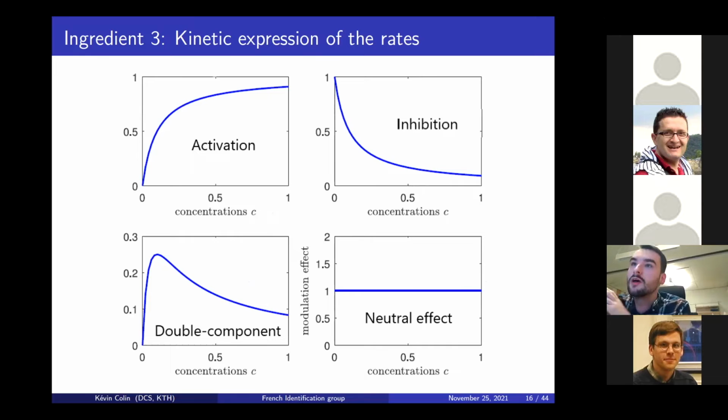here you have some plots. So basically an activation function is like this: if your metabolite is more and more present, then your reaction is going faster. While for an inhibition, if you have more and more metabolites, then your reaction will go slower. As an example, if you have too much lactate in the bioreactor, the cells are going to die. So we will have an inhibition effect of the lactate on the growth rate of the cell. Double component is activation and inhibition effect at the same time, meaning that you should not put too little or too much of metabolites in order to increase the reaction. And the neutral effect simply means that your metabolite does not have an effect on the rates.